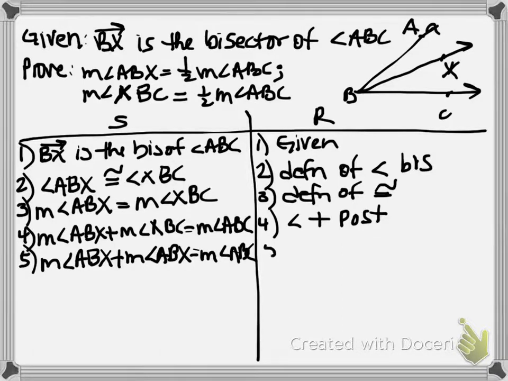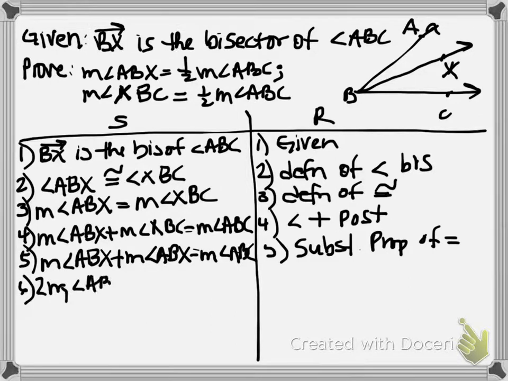And all we did was replace one piece of that equation with a piece of information, so that's really what the substitution property is. And now we can use the distributive property to combine like terms, and we get 2 times the measure of angle ABX equals the measure of angle ABC. And so that's our distributive property.